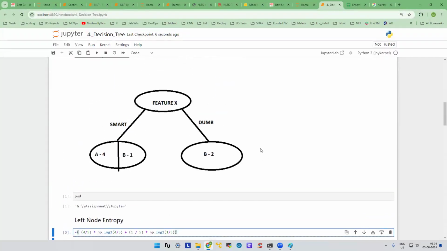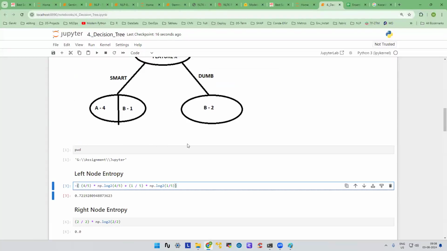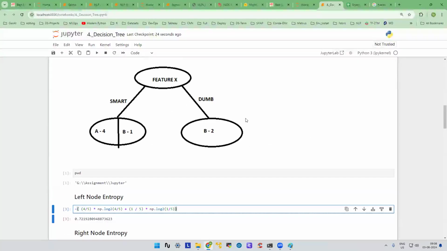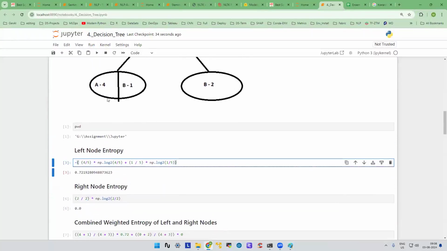Okay. The next one is, when we want to calculate entropy for the whole tree, first of all we need to calculate the left node entropy, then the right node entropy, and then the combined entropy. We can't directly jump and find the overall entropy. First we focus on left, then right, then combined. For the left node entropy, the overall count here is 5, the overall here is 2, and the total is 5 plus 2, 7, right?